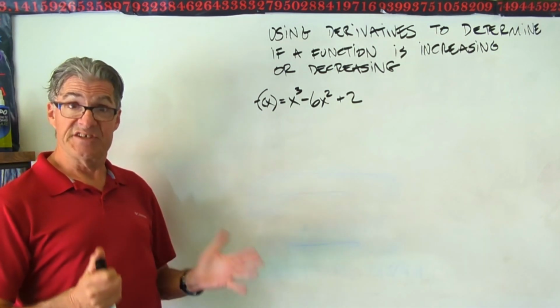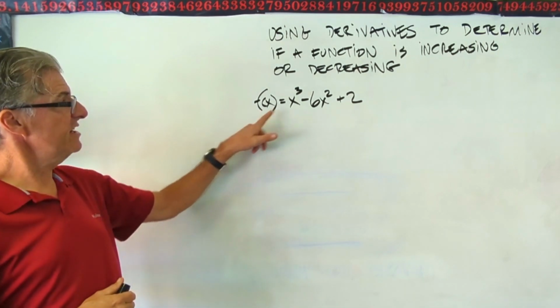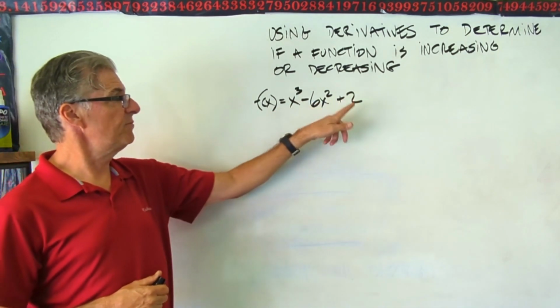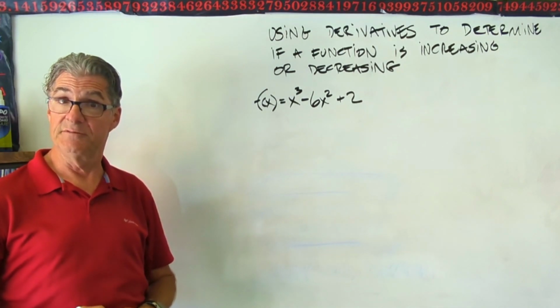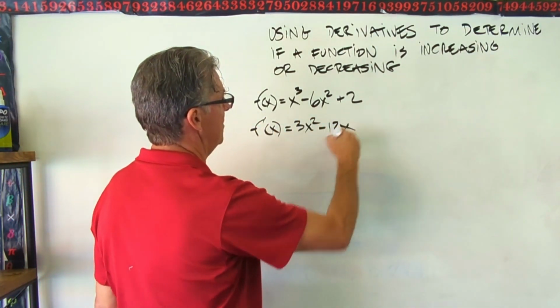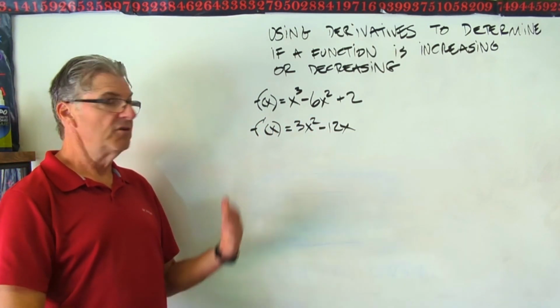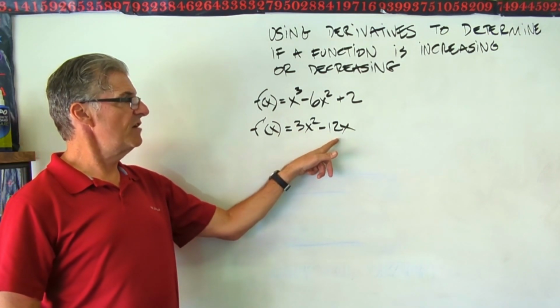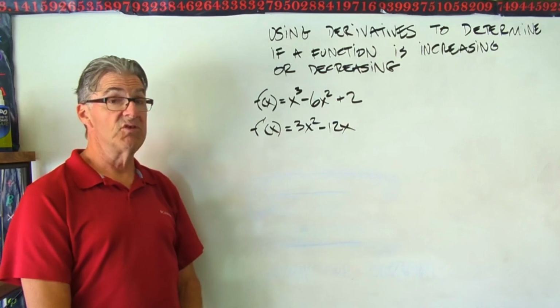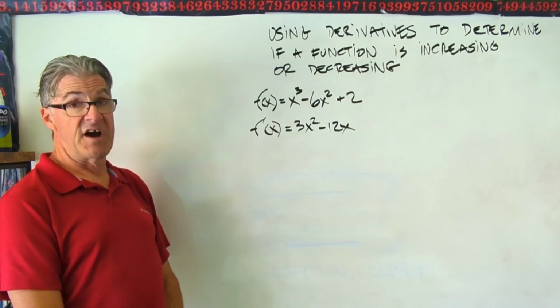We're going to explore this function right here. This is f of x equals x to the third minus 6x squared plus 2. What I'd like you to do is pause the video and take the derivative of this function. Okay, so what we get is f prime of x is 3x squared minus 12x. That's just using our power rule on each of those terms to find the derivative.